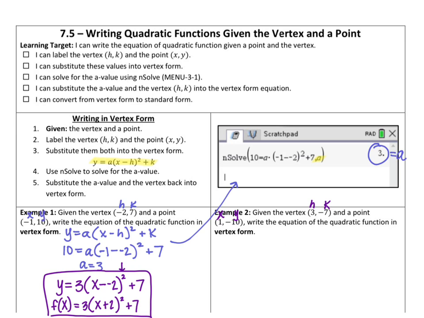I'm going to take my Y, which was negative 10, and say it equals my A value that I do not know, times my X value, 1, minus my H value, which was 3, parentheses, squared, minus my K value, because it's negative 7. Now that I have that, I'm going to use solve, and when I use solve, I'm going to be able to solve for that A value.